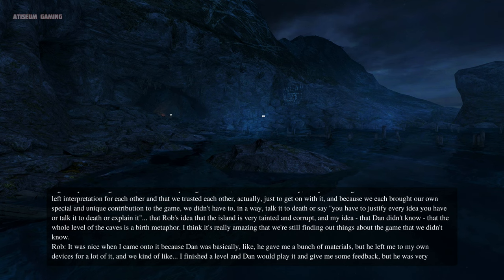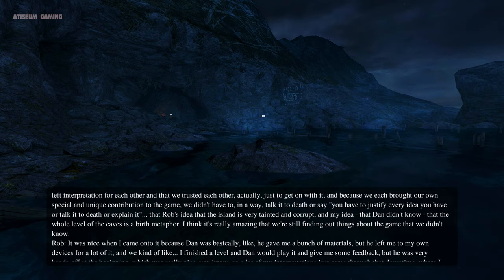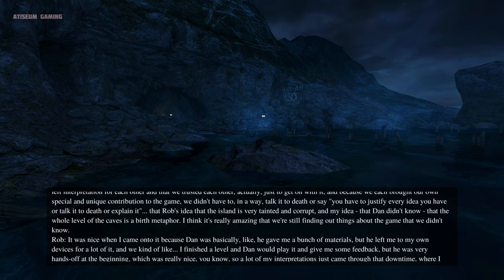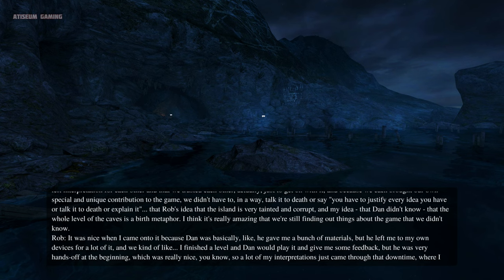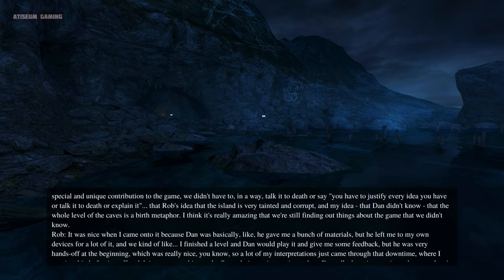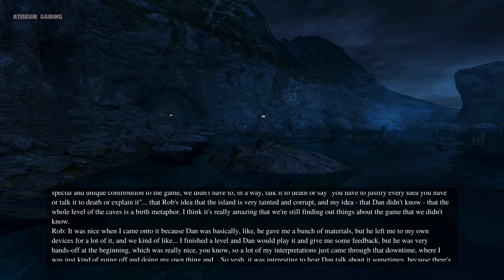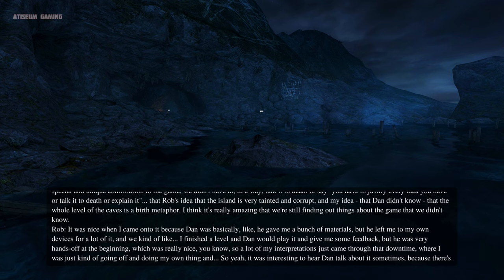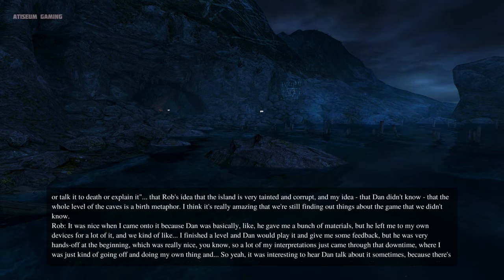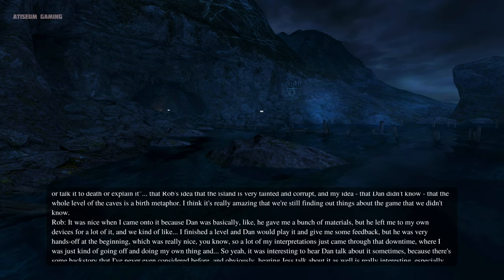Because we each brought our own special and unique contribution to the game, we didn't have to talk it to death, or justify every idea we had, or explain it. Rob's idea that the island is very tainted and corrupt, and my idea that Dan didn't know, that the whole level of the caves is a birth metaphor. I think it's really amazing that we're still finding out things about the game that we didn't know.